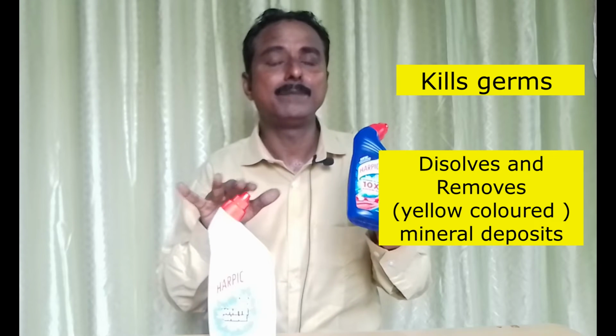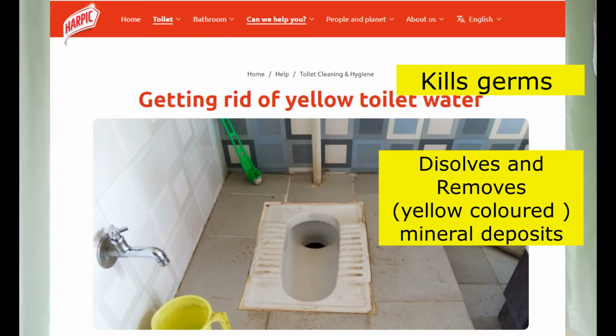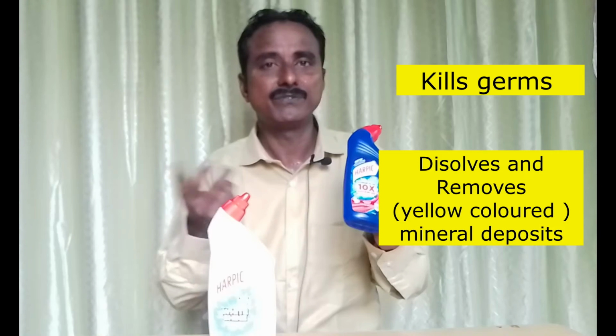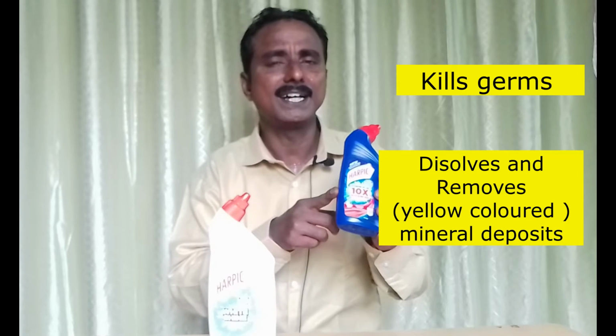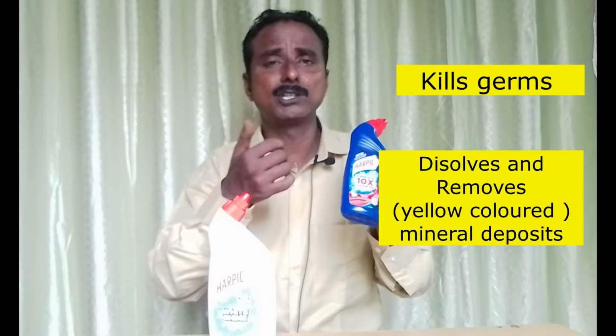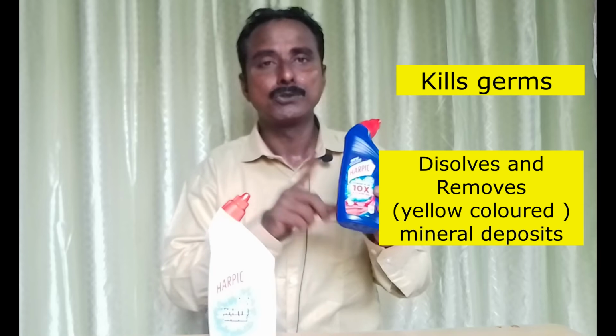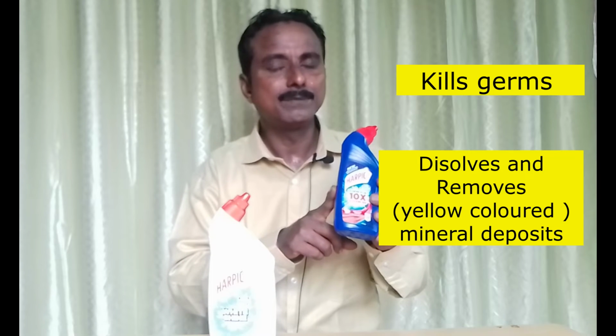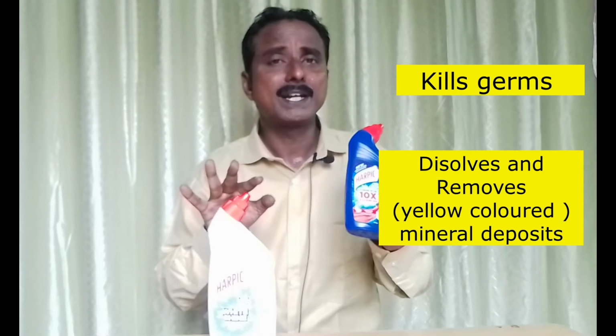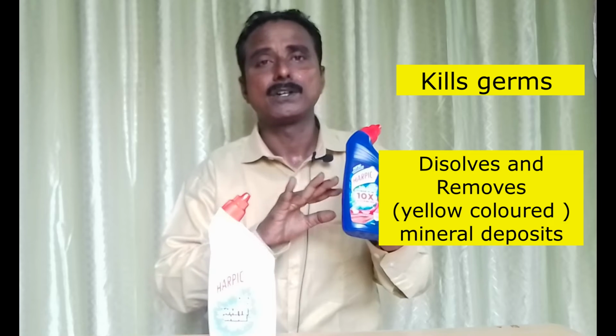This is acid, so mainly it will play two roles. First, it will kill all the germs because it is acid. Secondly, acid will dissolve all the mineral deposits. In toilets you can see deposits of some yellow color stain, that is due to the minerals present in fresh water. Acid is capable of dissolving the mineral deposits. So this will kill the germs and remove the mineral deposits in toilets.